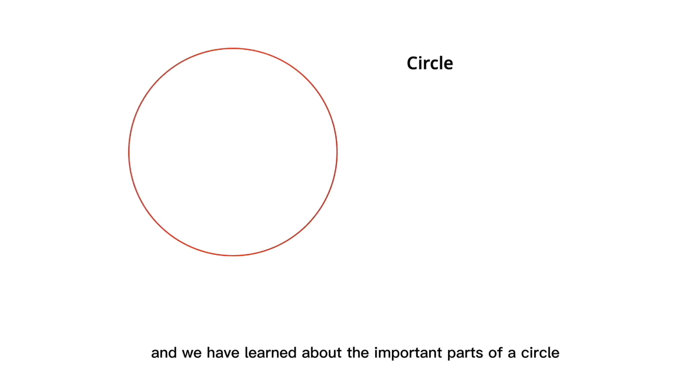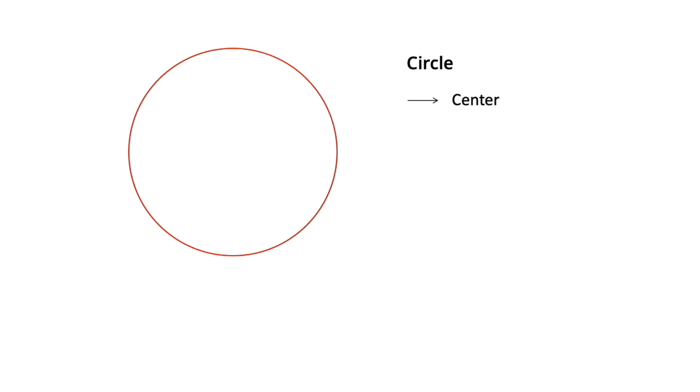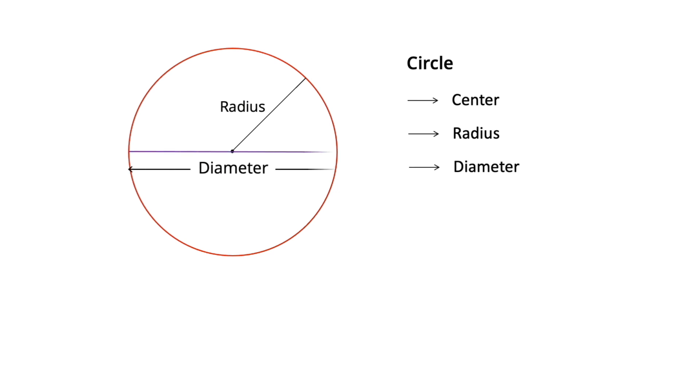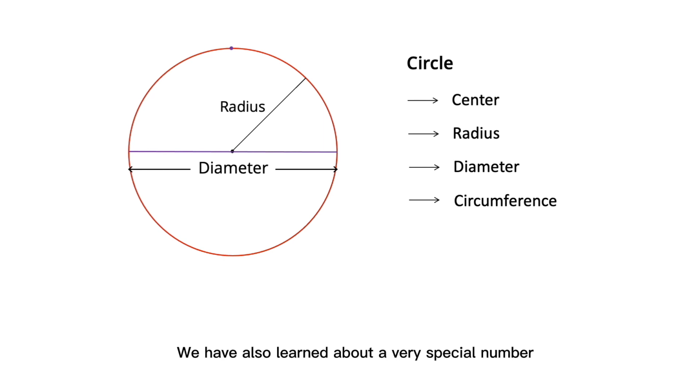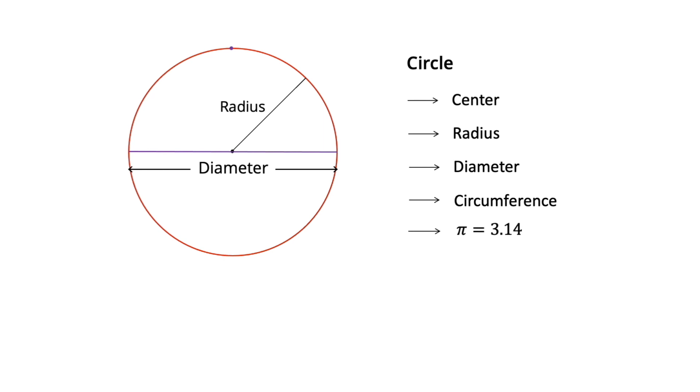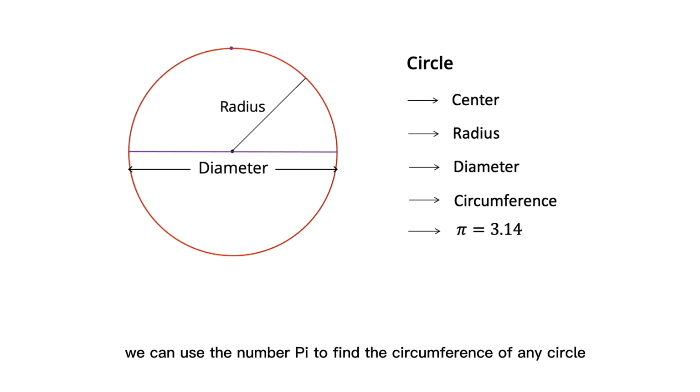As a conclusion, we have learned what a circle is, and we have learned about the important parts of a circle: the center, the radius, the diameter, and the circumference. We have also learned about a very special number called pi. In the next video, we can use the number pi to find the circumference of any circle.